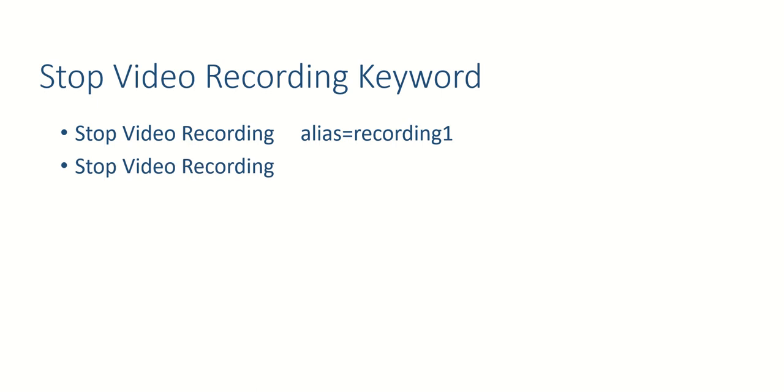All right. Then stop video recording, this keyword will stop the recording, and you can pass the alias. So for example, while starting the video, you have passed alias as recording one, recording two, recording three. There are multiple recordings going on, and you can pass the alias here while stopping the video, and it will stop that particular video. And if you do not pass any alias, it will just stop the most recently started video recording. Okay, and stop all video recordings is the keyword which can be used to stop all the recordings you have started in your automation suite.